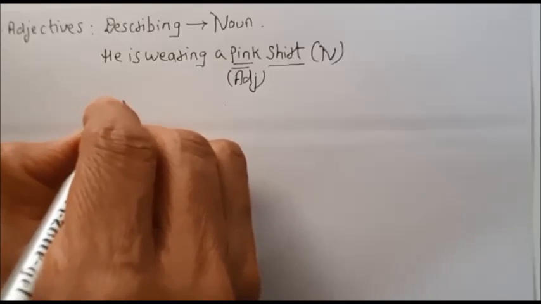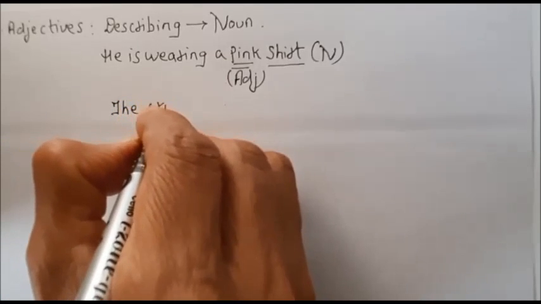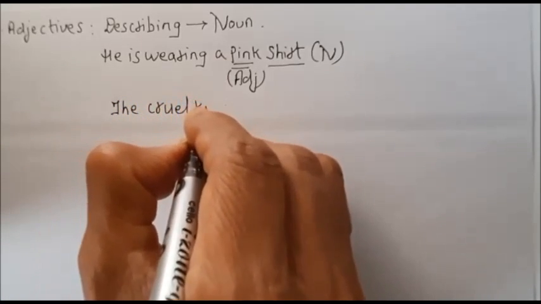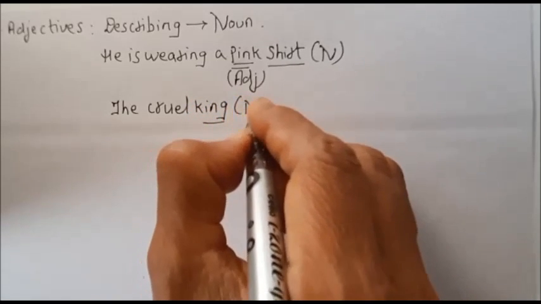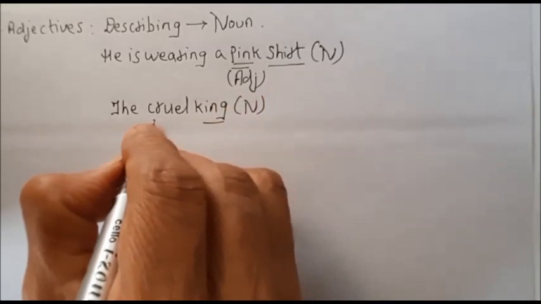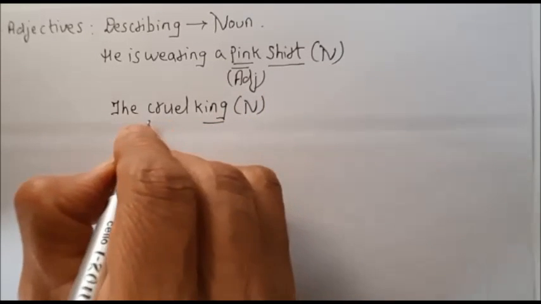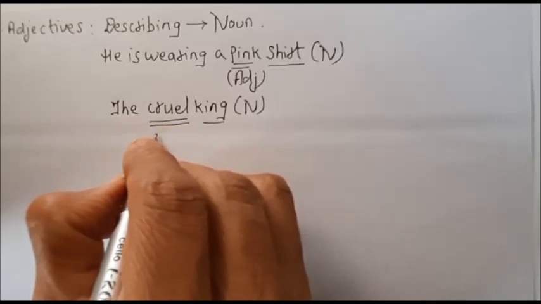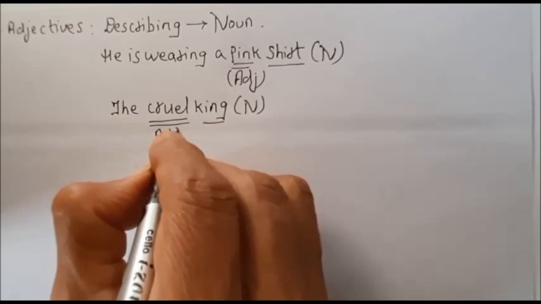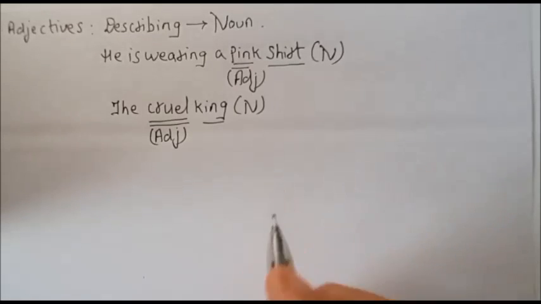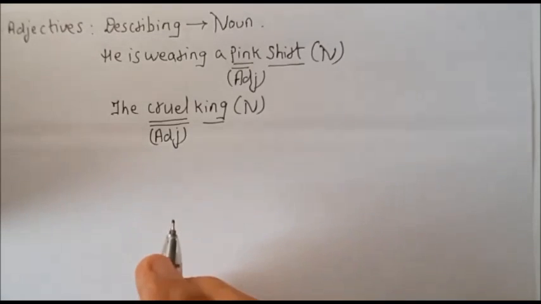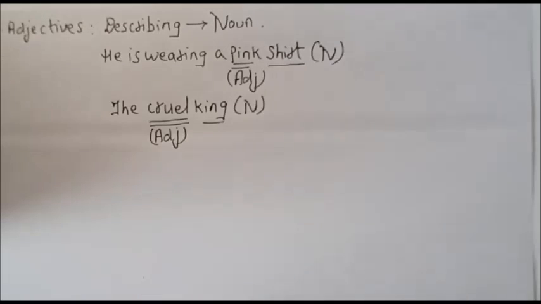Similarly, one more example. The cruel king. Now here again, we are describing the king over here, right? And by which word are we describing this noun king? With this word cruel, which is called an adjective. Tall girl, scenic beauty, and a beautiful house, a big house. So all of this we can term as adjectives when you're describing, right?